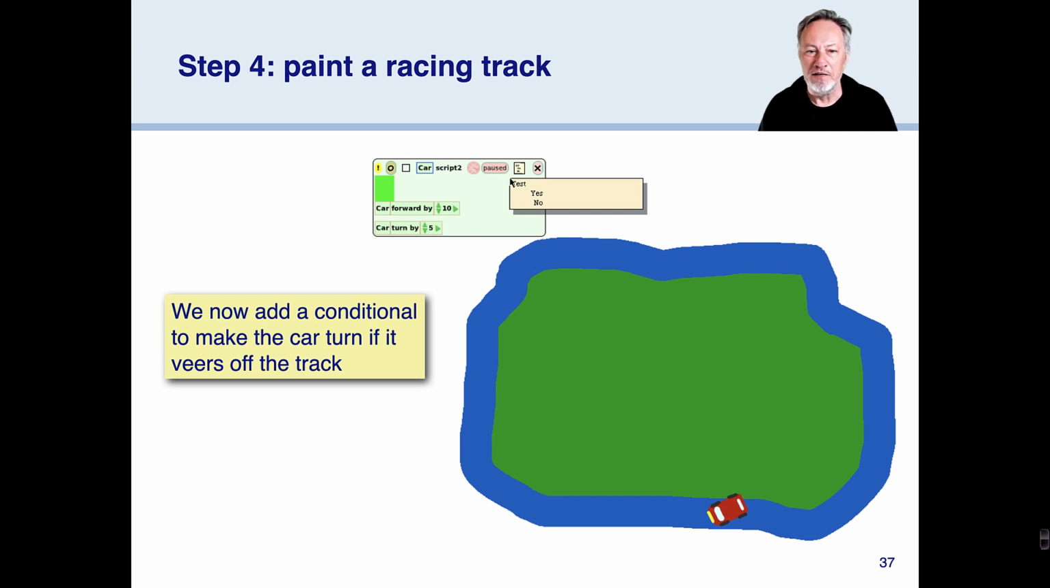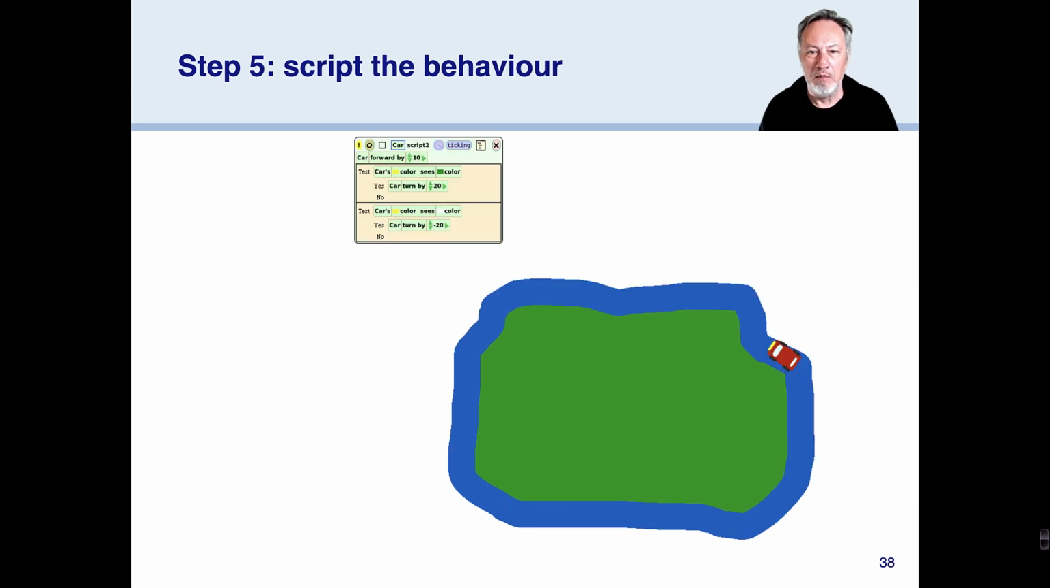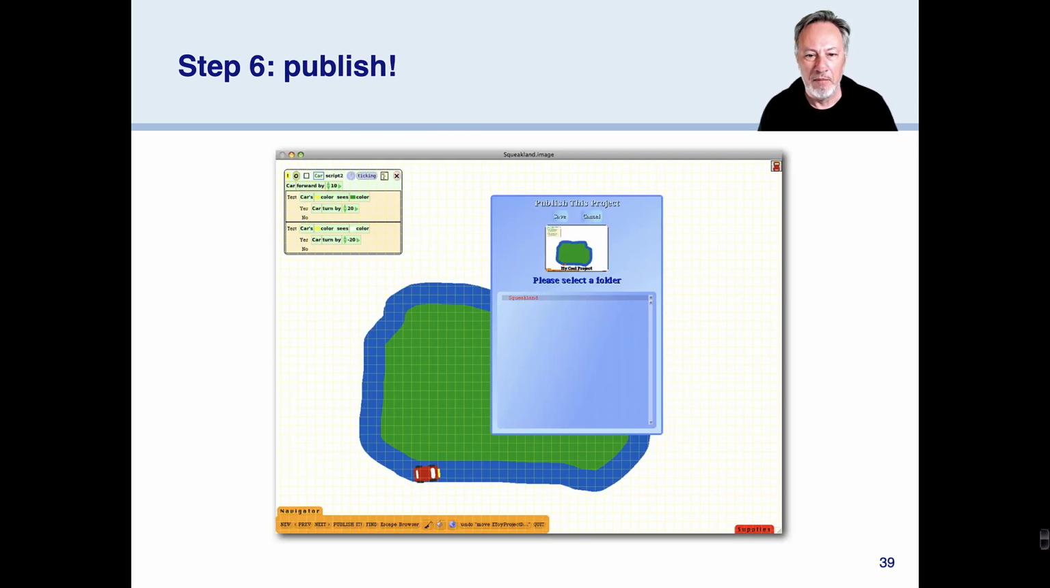We'll paint a racing track and make the car run along the racing track. In particular, we'll be scripting the behavior by looking at when the front of the car is leaving the racetrack. We'll try and turn it back depending on whether it's gone too far to the right or too far to the left. We'll try and adjust it so it'll run correctly around the racetrack. Finally, we'll publish the project.